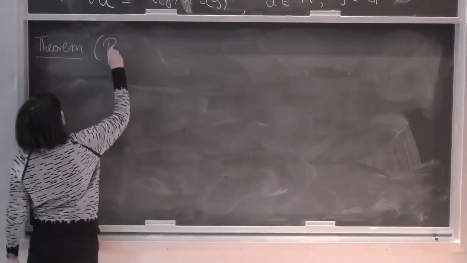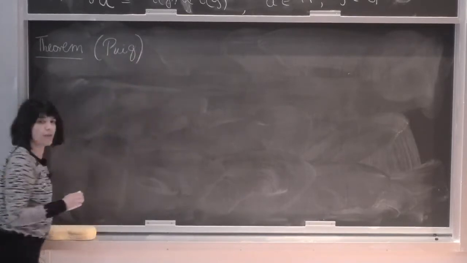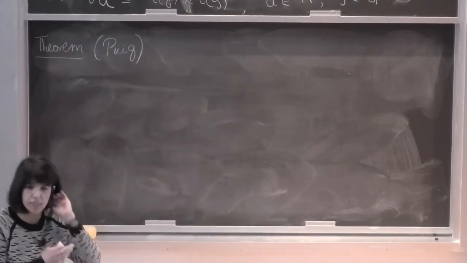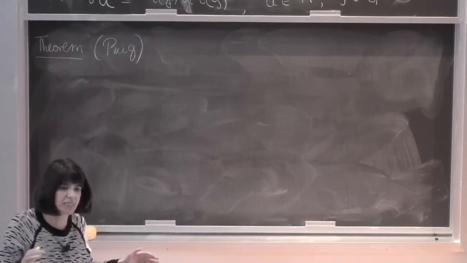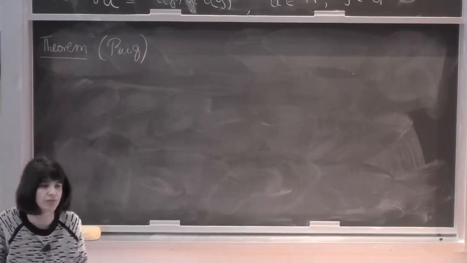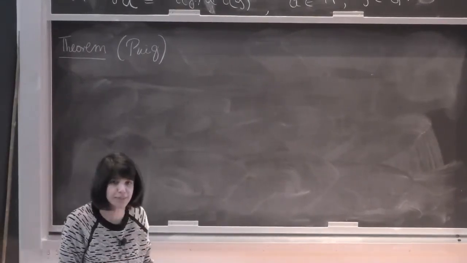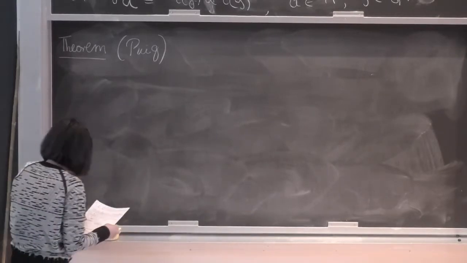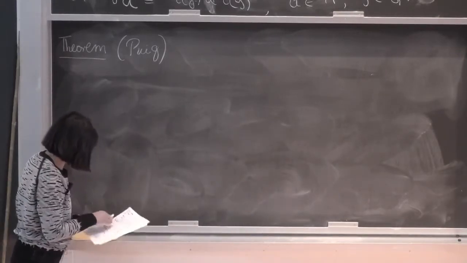Now, theorem. I think in the generality of G-algebras, this is due to Puig, but these ideas have been there from the beginning of modular representation theory. So this is just one way of formalizing them. And so what is the theorem?